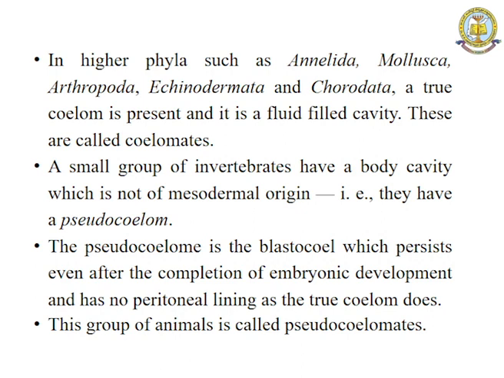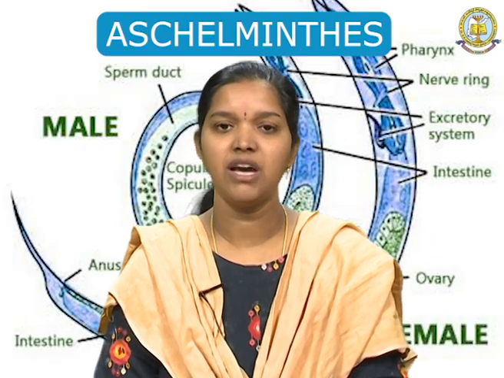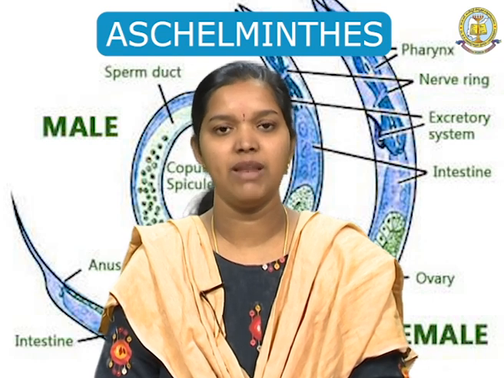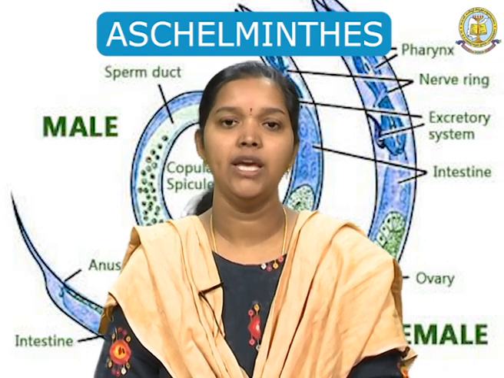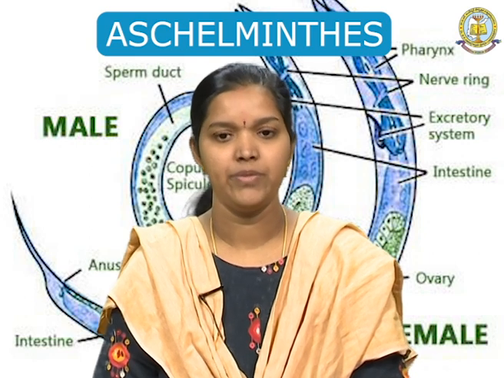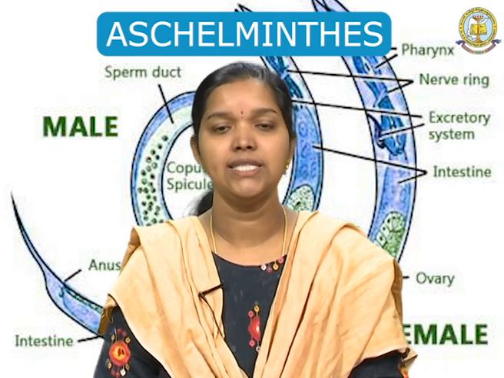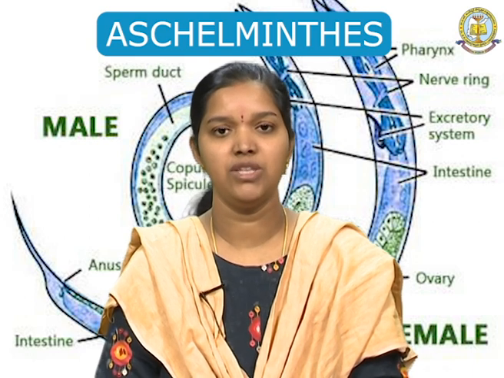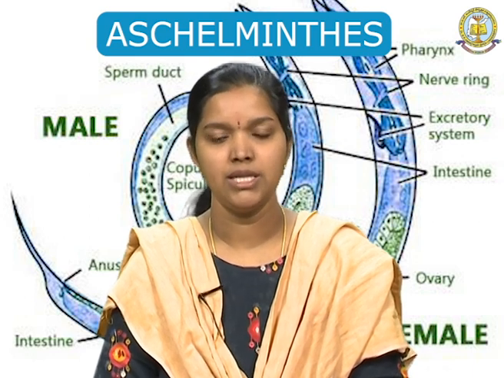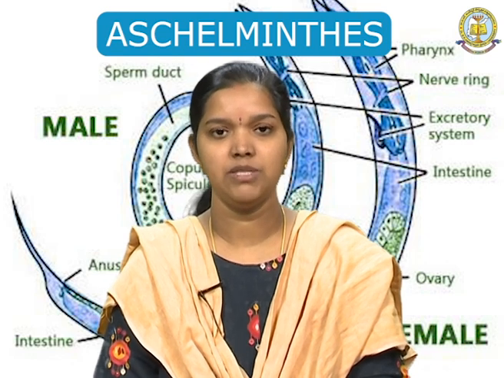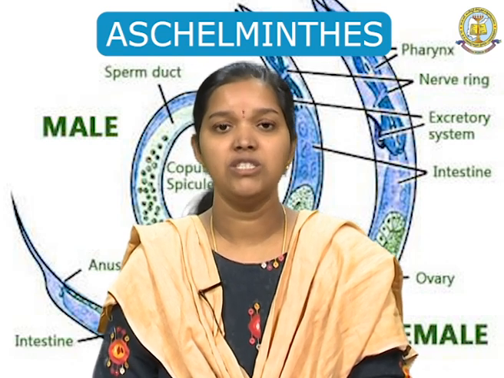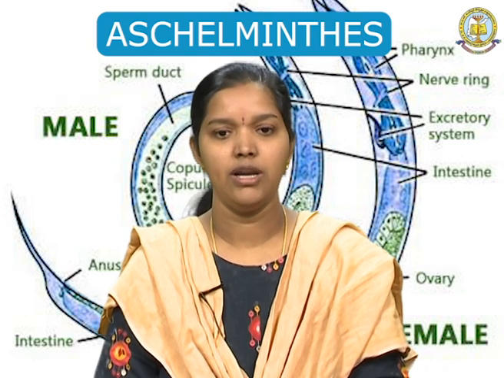The pseudocoelom is the blastocoel, which persists even after the embryonic stage. During the embryonic stage we usually see this blastocoel, but in some animals even after the embryonic development we still see this blastocoel, and that is called pseudocoelom. Here the peritoneal lining is absent. That is the main difference between the coelomates and pseudocoelomates, and this group of organisms which have a coelom that is not of mesodermal origin are called pseudocoelomates.